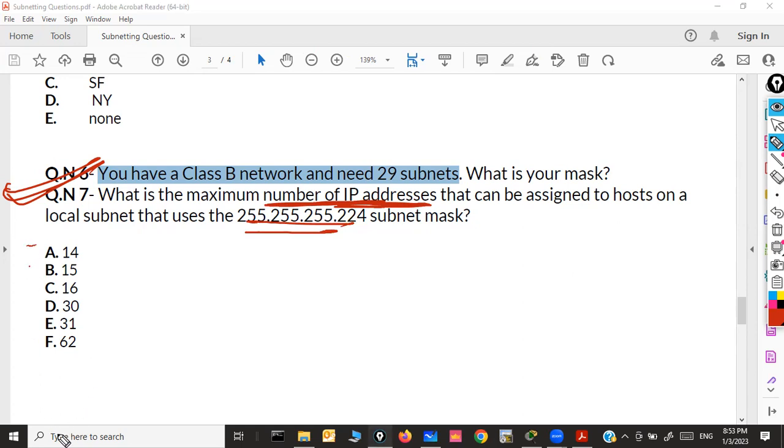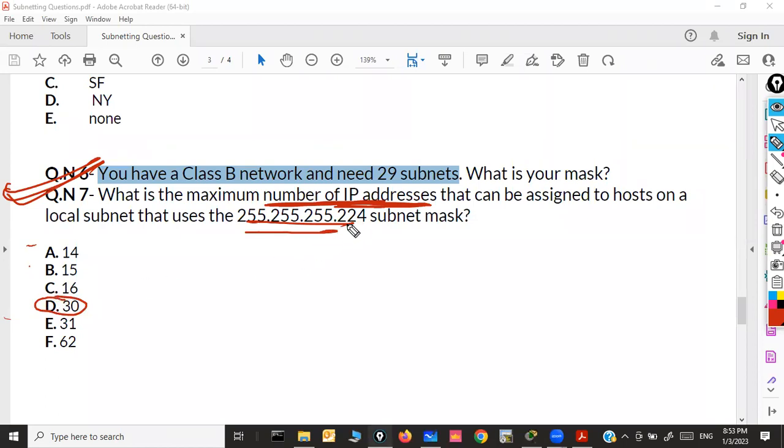A, B, C, D, E, F. 30. 30, this one? D? Yeah. Okay, let me verify this.